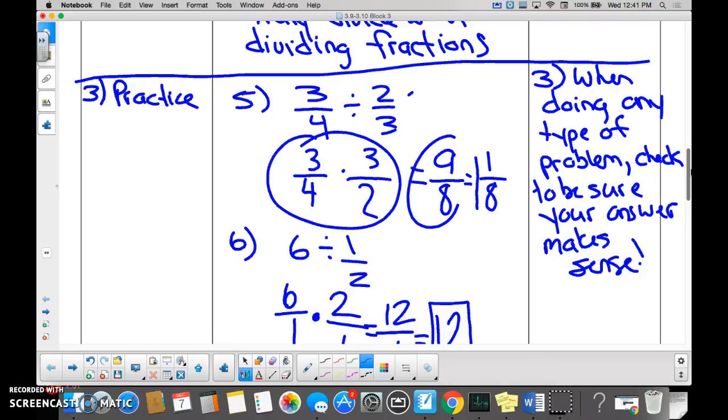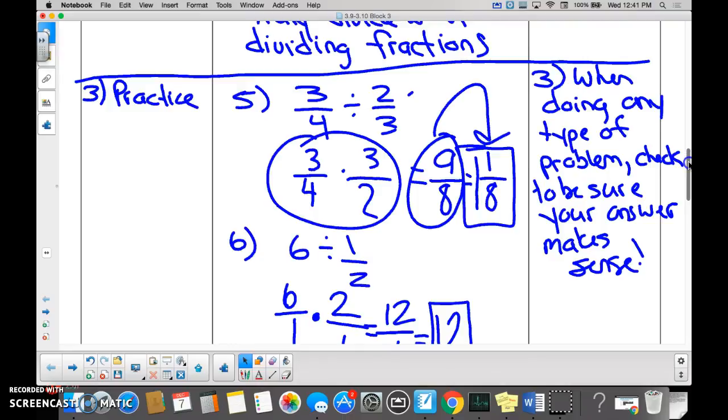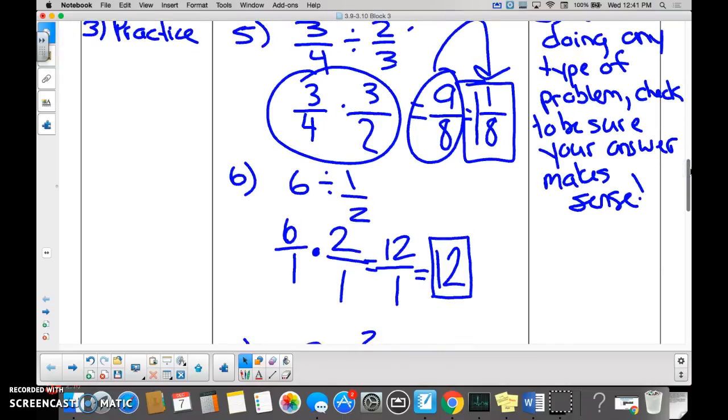We got an improper. What do you change impropers to? Mixed numbers, and that should be boxed, right? Yeah. Okay.